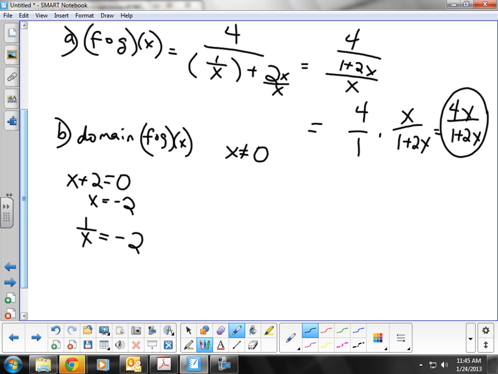On the first one, on the g of x, you can just set the denominator equal to 0. On the second one, you set the denominator equal to 0, but then instead of leaving it x, you've got to put that whole function that g of x is equal to and then solve it again. There's going to be 2 steps to this part. So x cannot be equal to a negative 1/2, right? Because I can reciprocate both sides. Do y'all remember that? So the 2 things that the domain cannot contain are 0 and a negative 1/2.